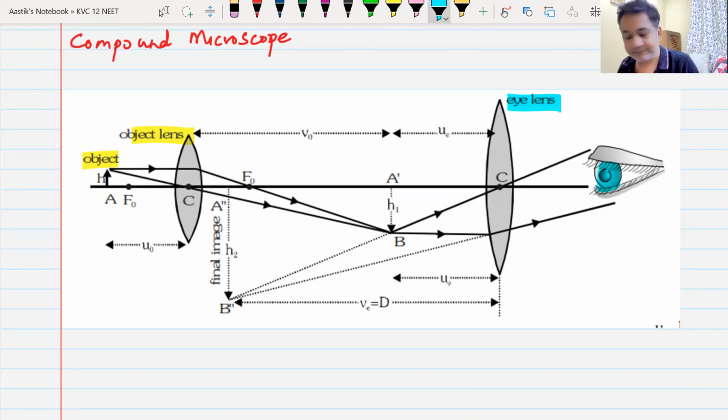Your eye is here. The object is in front of the objective. It creates an image. This one is the image. Do we understand this? Yes or no?